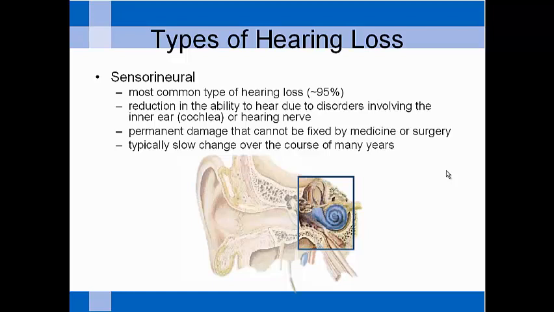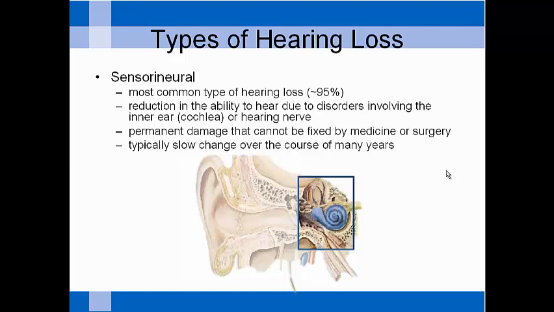Okay, so the different types of hearing loss, there are 3 main types and then another subtype. This first one is called a sensorineural hearing loss. This is the most common type of hearing loss. Approximately 95% of all cases are sensorineural. And what that is, is a reduction in the ability to hear due to disorders in the inner ear, or the cochlea, or the hearing nerve. So some part in that inner ear, that blue spiral part, is not working correctly. And so that's where the hearing loss is at.